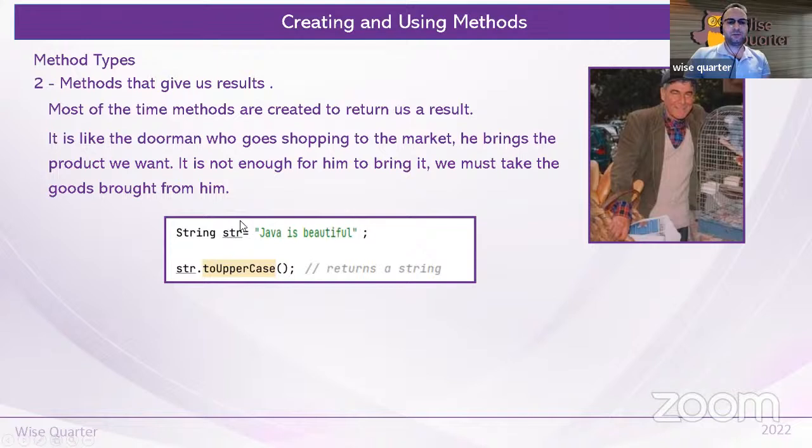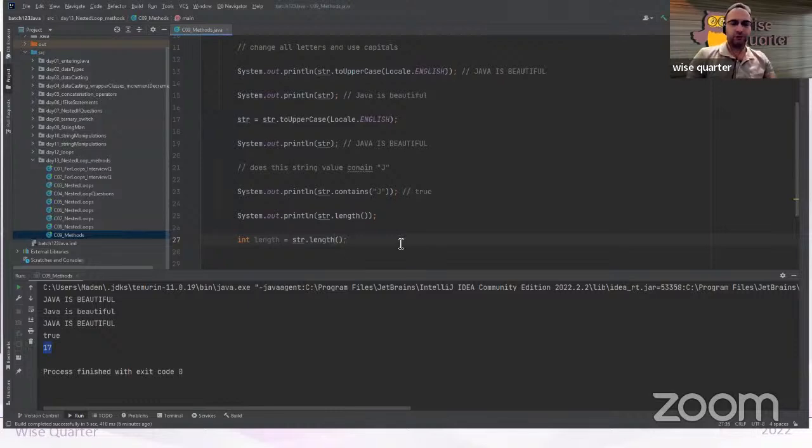Java. When you use it like this, toUpperCase, it will change it and it will return you a string. Let me show you. Don't forget this one. We will use this method, but it won't do anything. If I can open IntelliJ, I will show you.